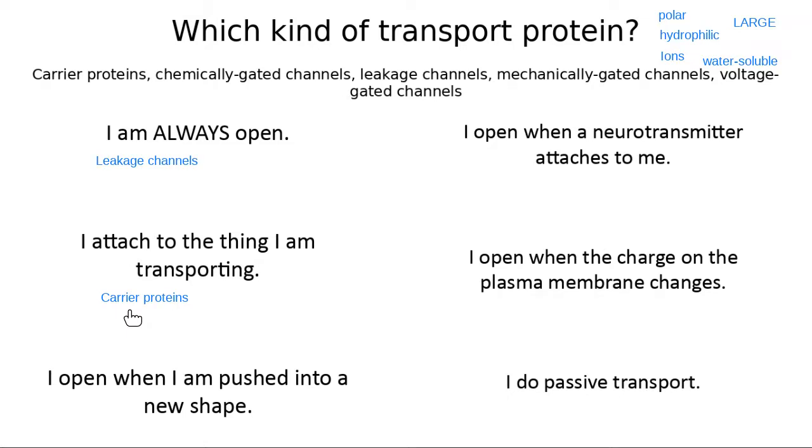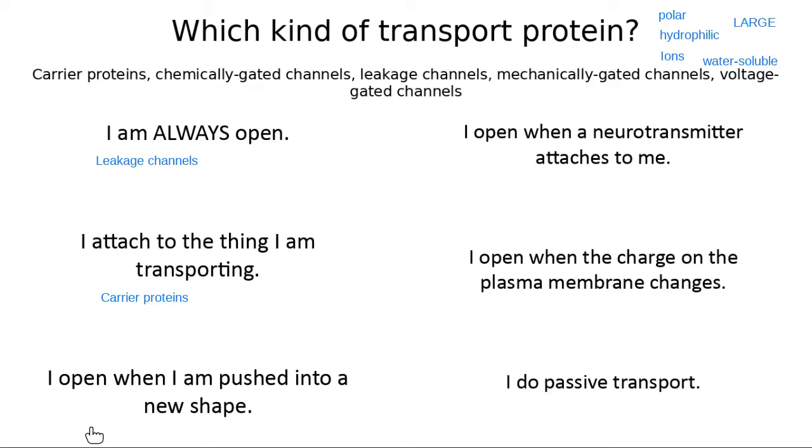Yeah, these ones, my carrier proteins, are going to be a little bit slower than my channel proteins. They will probably be faster than leakage channels because those are leaking. When a carrier protein gets going, it gets going good, but it doesn't get going as good as those gated channels. Those were the fire hoses, right? So my fastest ones are these chemically gated or voltage gated or mechanically gated channels. Leakage channels, pretty slow. Carrier proteins also slow in comparison to those gated channels.